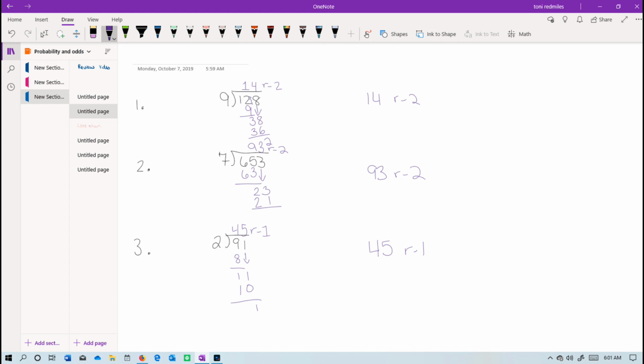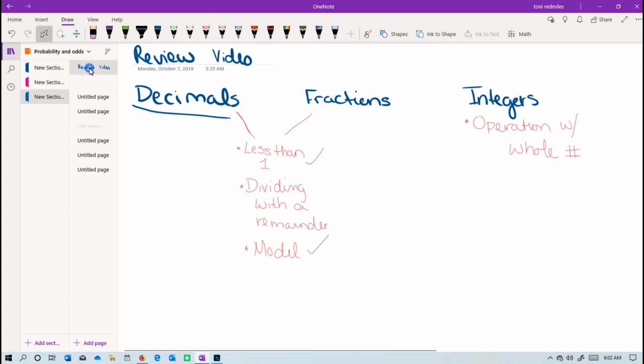Make sure that you can divide and get a remainder. Make sure you understand the concept of less than 1. And make sure, even though I didn't do it, make sure you know your operations with whole numbers. If that's something that you're having trouble with, I can give you a worksheet and a video to help you before we get there.